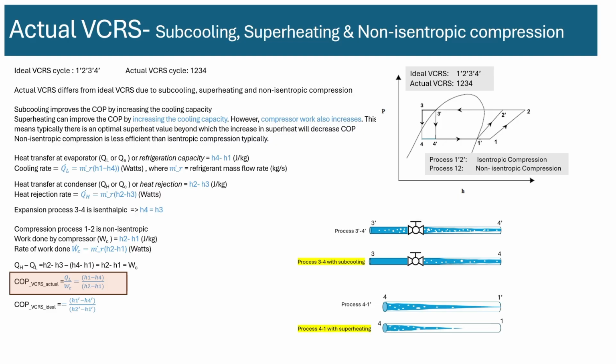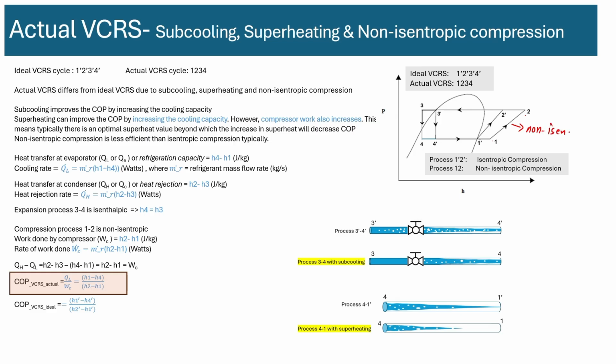Now, the actual cycle is going to be different from the ideal cycle. So what are the three main differences? Subcooling, superheating, and non-isentropic compression. So like I said, the three things that made it ideal, if they are different, they become actual. So the biggest difference is the compression process. 1 prime to 2 prime was the isentropic compression, but in reality, it's 1 to 2, okay? Non-isentropic.